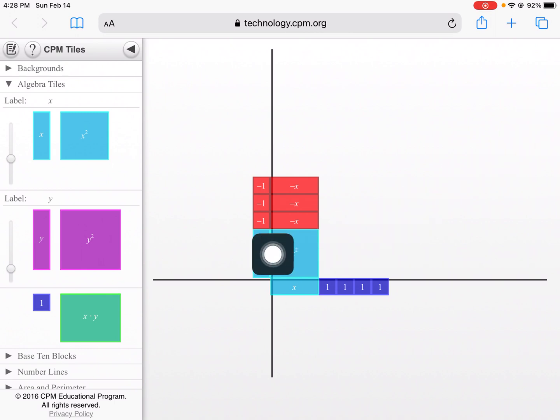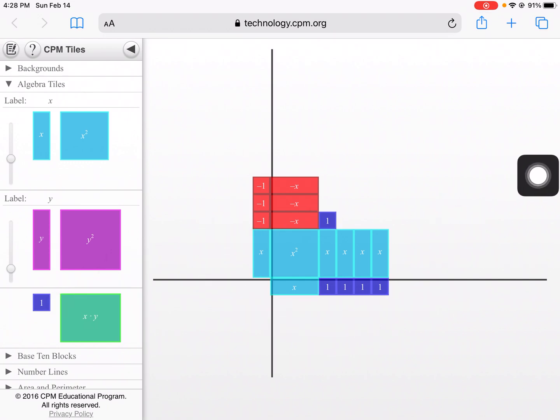And then here, for this area here, we're going to take this x and these 4 1s. So x times 1 is x, again and again, and we can just leave those positive. And for this part of the area model or the rectangle, we're going to put negative 3 times positive 4, so we're going to end up with 12 unit tiles. And since we're multiplying a negative times a positive, we're going to get negative unit tiles here. So negative 3 times positive 4 will give me negative 12.